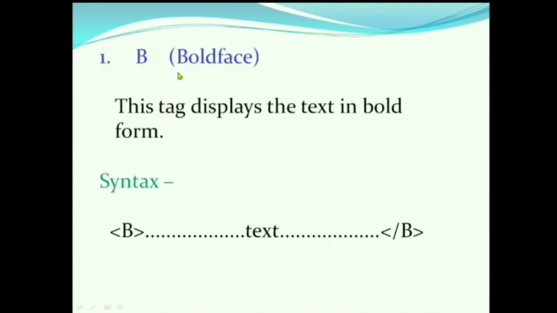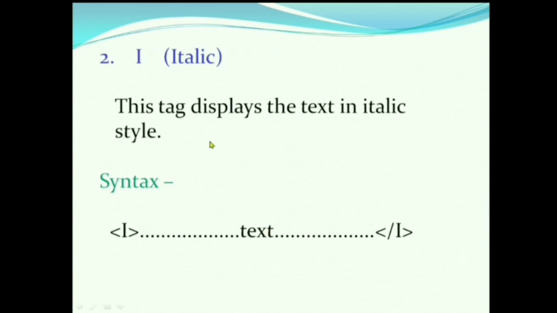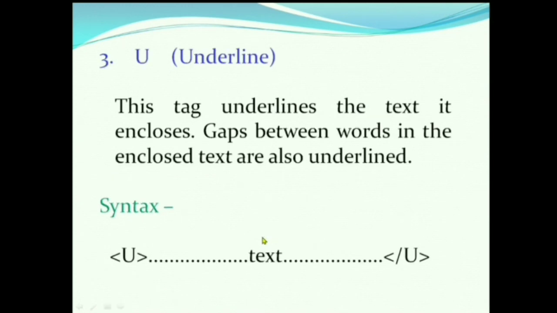First, B, boldface. This tag displays the text in bold form, means it will come in dark size. The syntax of the bold tag is simply B. Then you have to close this bold tag, and in between these tags you have to type your text. Next, the italic tag. This tag displays the text in italic style. The syntax is I, and you have to close your I tag. In between you have to type your text. These all are container tags, that's why we have to close these tags with a slash.